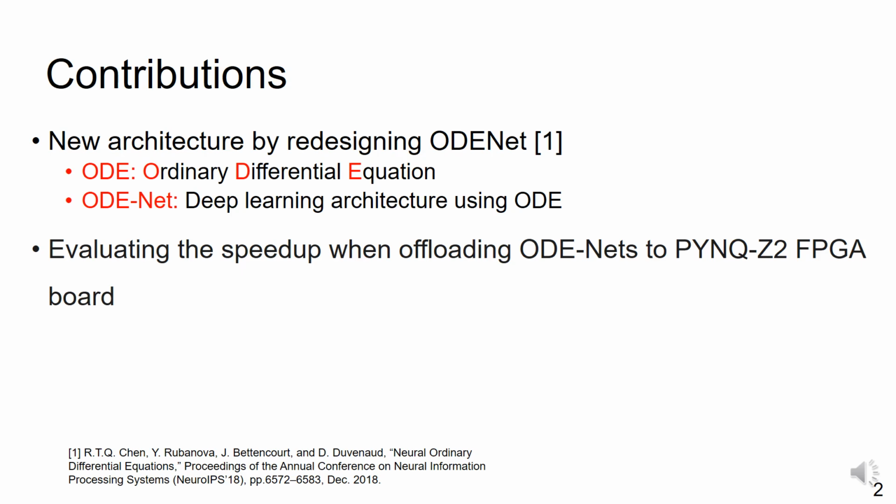Second, we evaluated the performance improvement when offloading the Euler method and convolutional operations, which are bottlenecks in the execution of ODENet, to the programmable logic part of the FPGA.